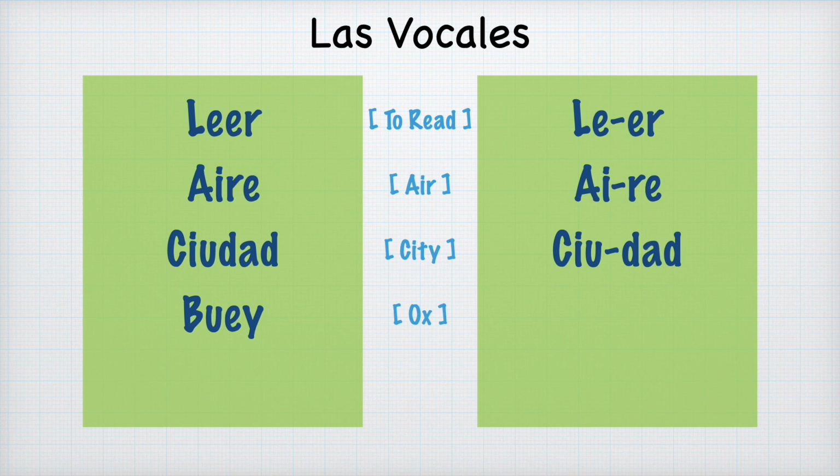We have, for example, the word buey, buey, and it's actually just one syllable because the letter Y is treated like the I. There's one big exception to all of this.